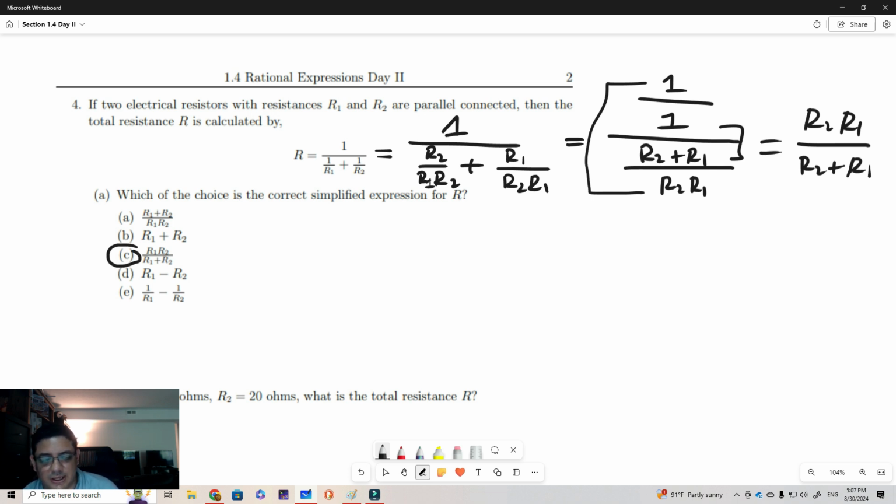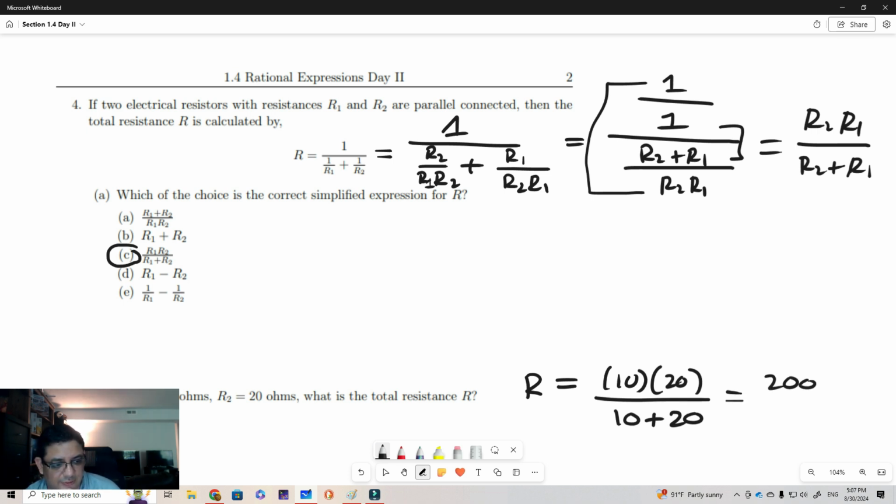Now, if we have that R1 is 10 and R2 is 20, we want to know what is the total resistance. That's pretty much just plugging in the numbers. So now R1 is 10, so I'll use this formula: 10 times 20 divided by 10 plus 20. This will be 200 divided by 30, and that will be 20 over 3. That will be the total resistance. Just plug in the numbers in here.